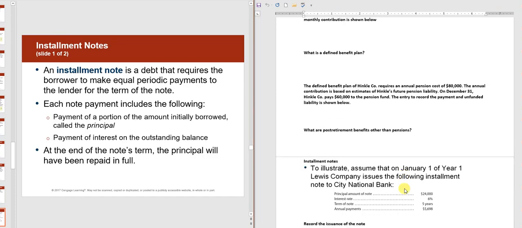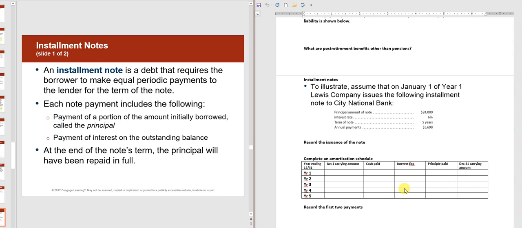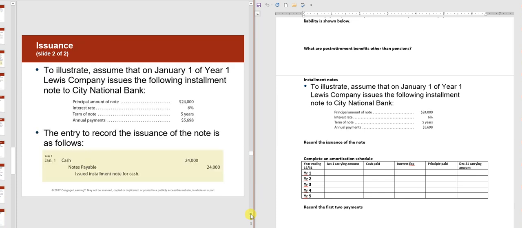Okay, the next thing is an installment note. I don't know why they didn't put this up with the notes, but basically installment notes are where you pay both principal and interest as you go along. So notice the principal amount of this note is $24,000. So when I record the issuance of the note, I'm going to debit cash and notes payable, just exactly like the regular note.